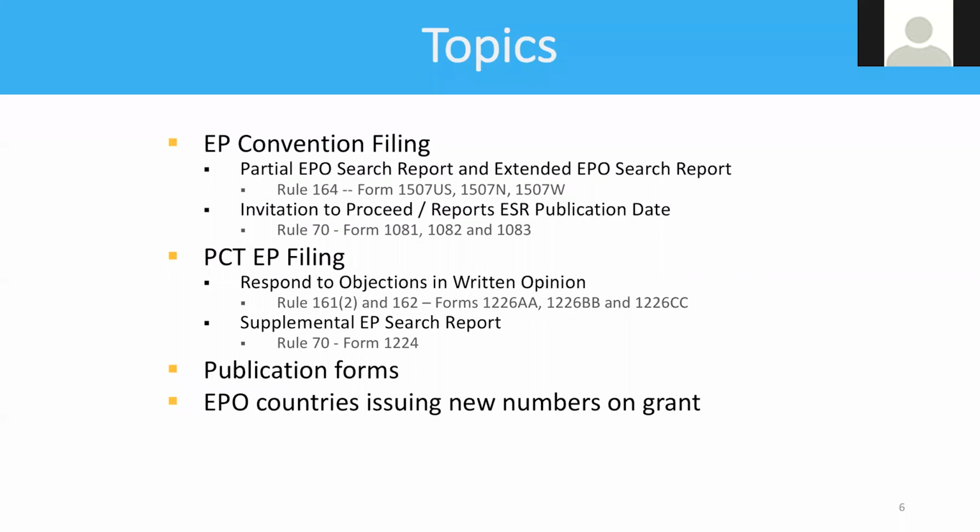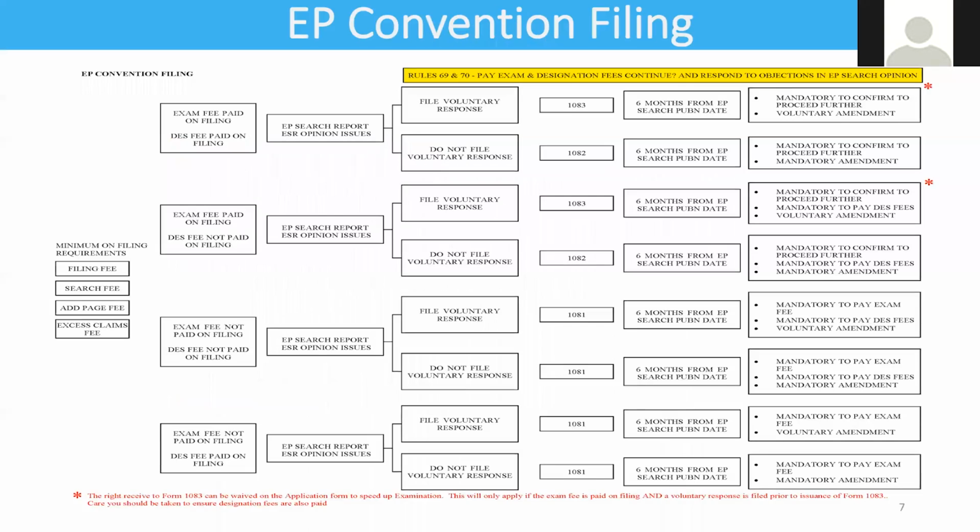So the main portion of the program will be centered around forms related to EP search reports and notices of publication of search reports, and the timing and forms related to responding to written opinions, things like that. The things that are very tricky and difficult and trip people up often when they are doing docketing for EP. So to get started, we have a chart in your materials.